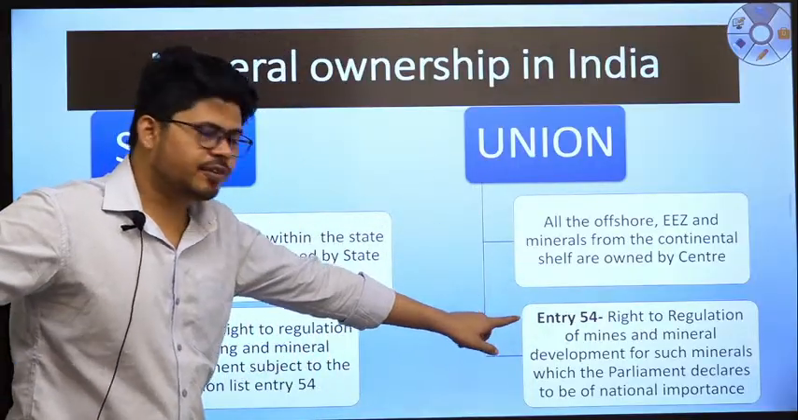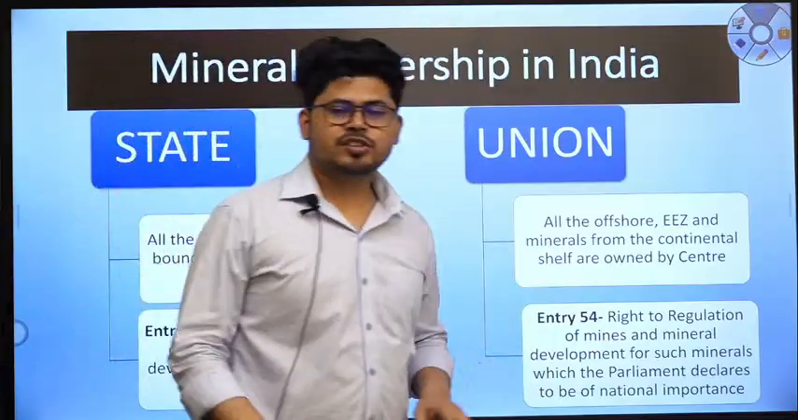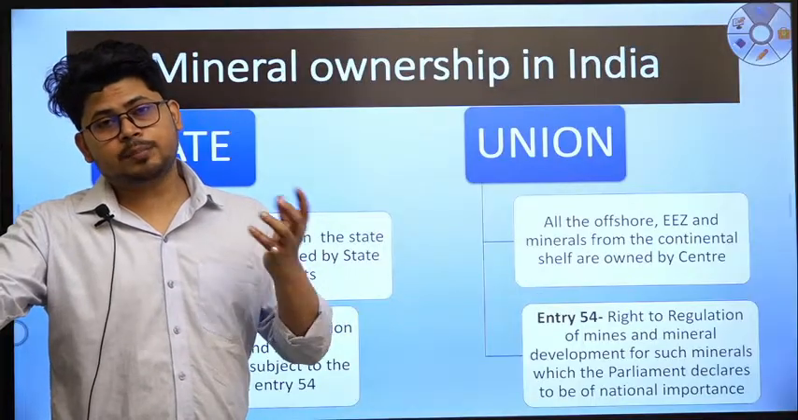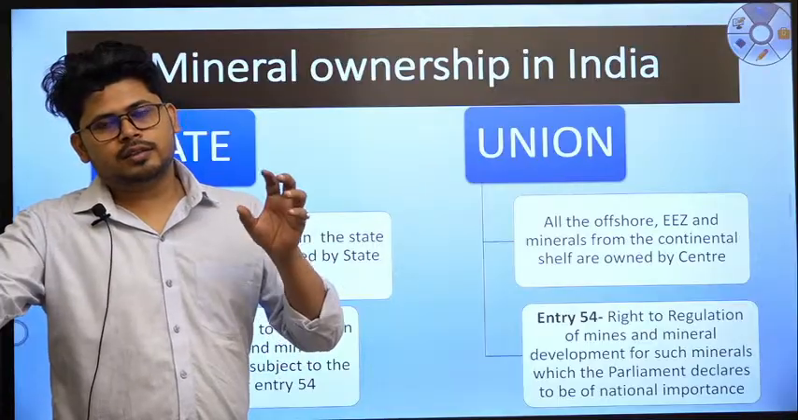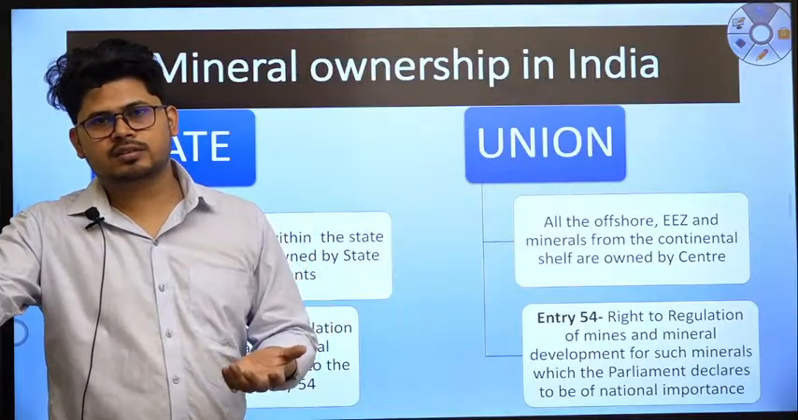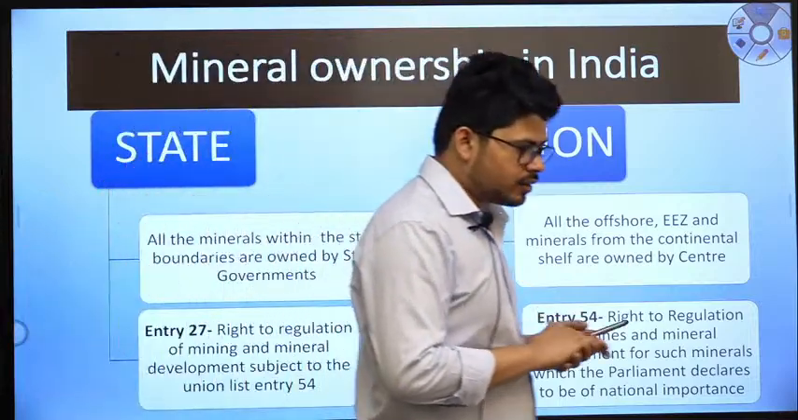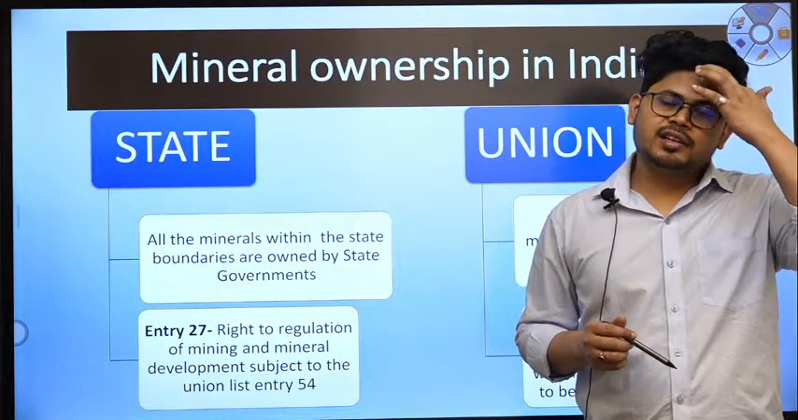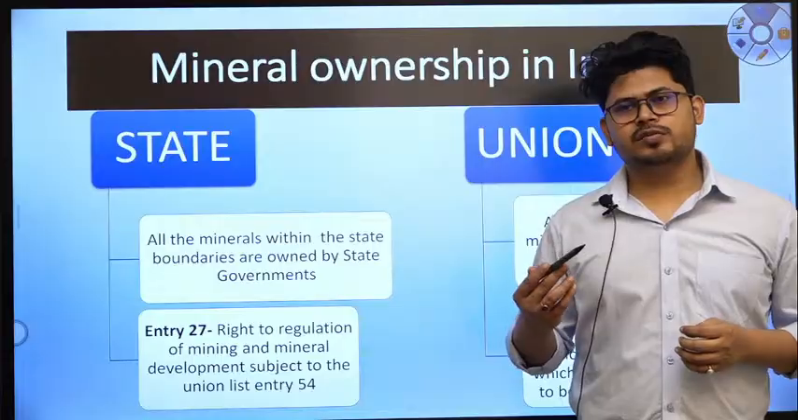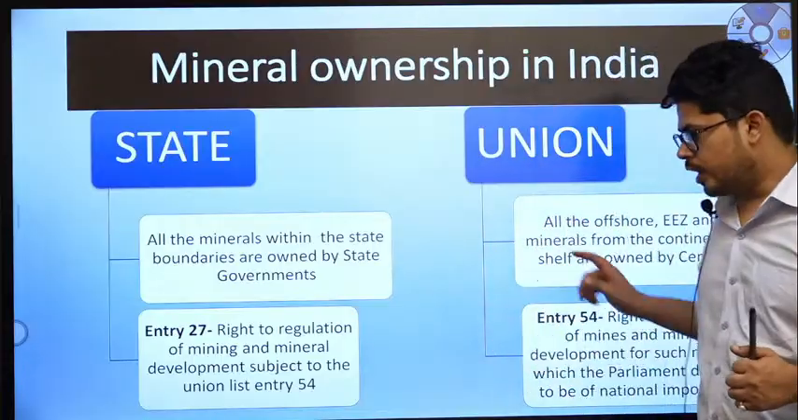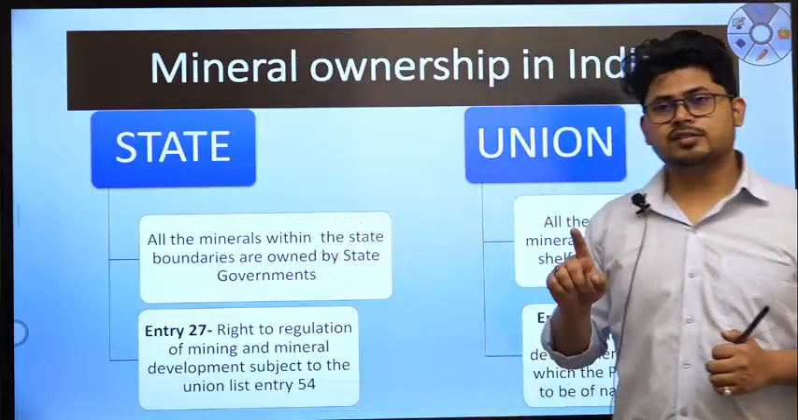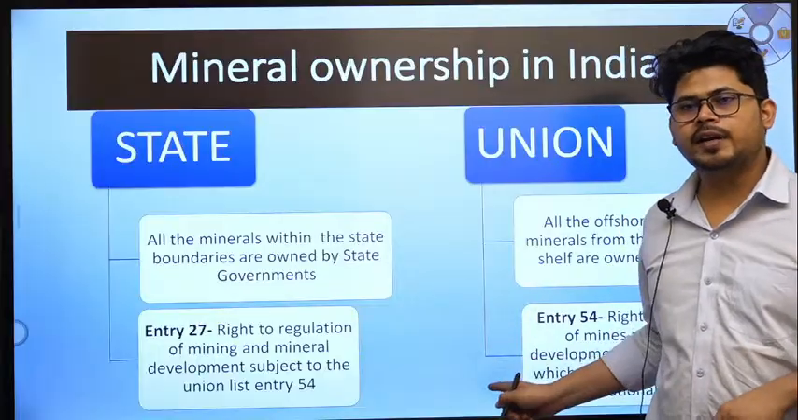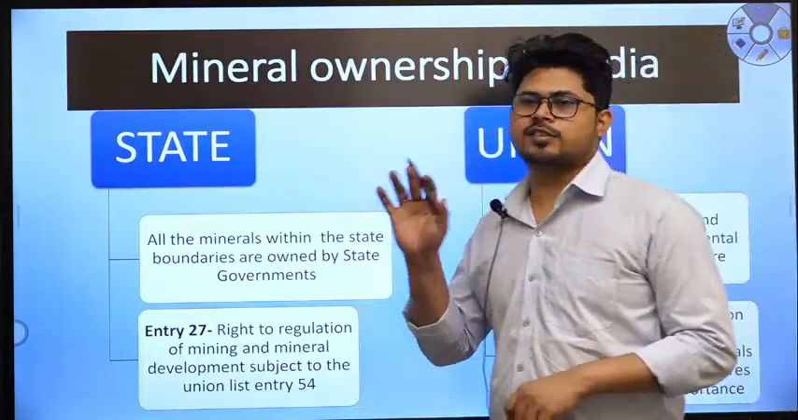Now what is the union list entry 54? It says that the right to regulation of mines and minerals throughout the country lies with the state, except for those minerals for which the parliament decides it to be in the national interest. That means if a mineral is found anywhere in India, for example uranium, and Parliament has declared the mining of uranium to be of national importance, then uranium cannot be mined by the state government. That is, the state government cannot grant concessions or licenses for the mining of uranium, because the parliamentary law has declared it to be a mineral of national importance.